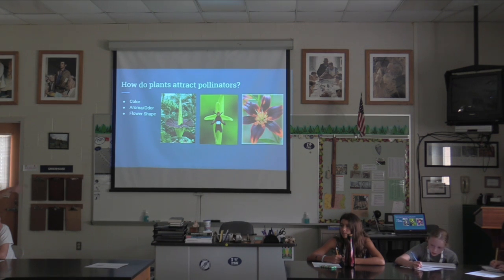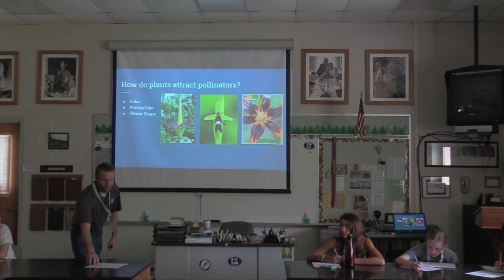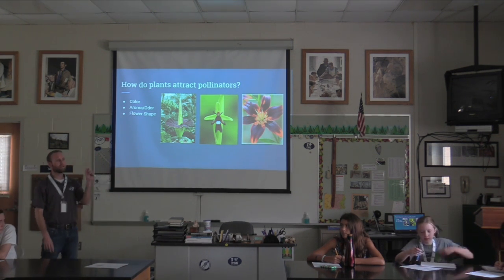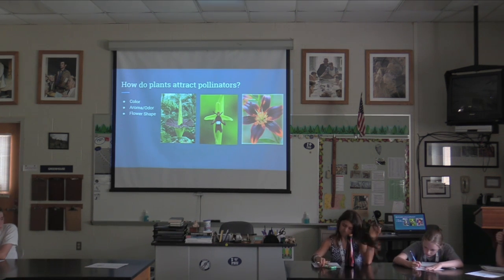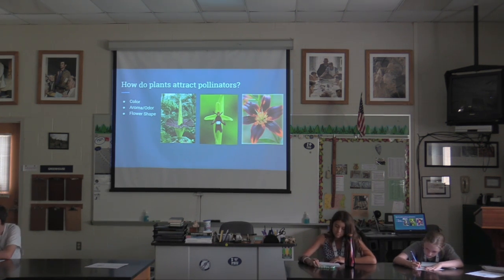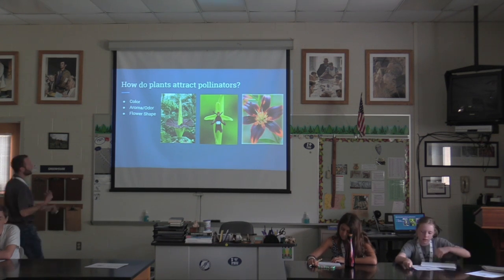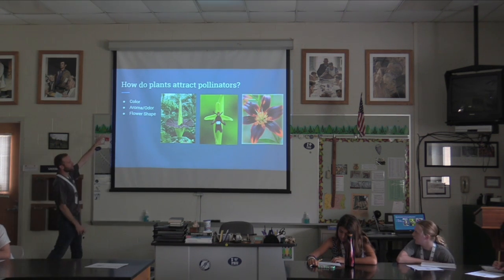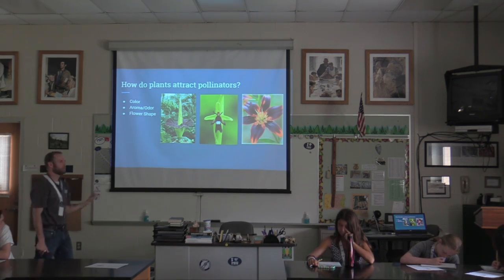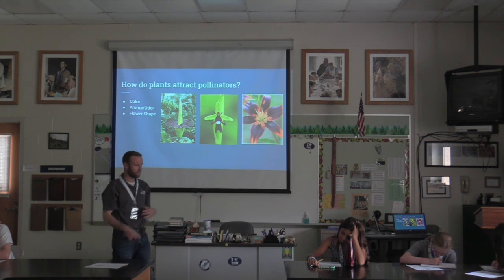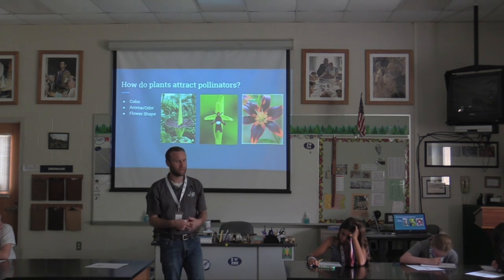What we know from our flower anatomy, when we talk about a petal being on the outside of a plant, we know that plants need to draw in an insect for pollination to occur. They do that through three general ways, and I put them up here on the screen. They do that through color, through aroma or odor, and through flower shape. Three basic ways that they can pull in an insect.